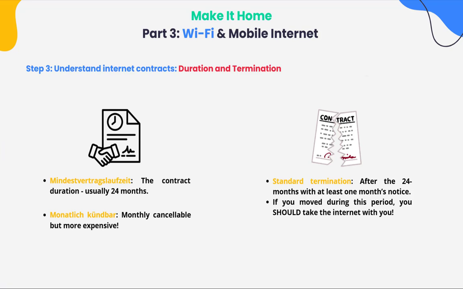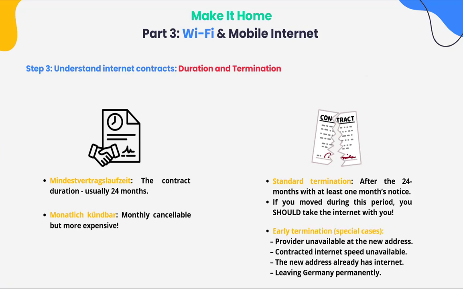There are exceptions for early termination. If you move and your current provider isn't available at the new address, you can cancel. If you agreed on a certain speed, say 1000 megabits per second, but the maximum available at your location is only 250 megabits per second, that also qualifies for termination. Another case is if your new address already has an active internet connection, like in a shared apartment. With roughly 3 months' notice, you can end your current contract. And finally, if you leave Germany permanently, you can cancel by providing your deregistration form, Abmeldung, which we covered earlier.